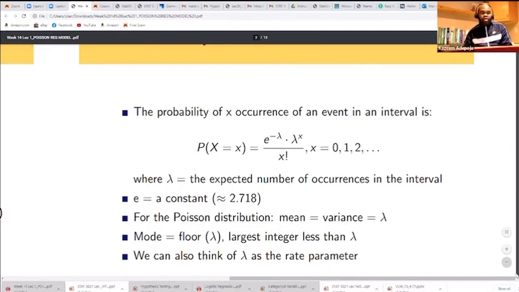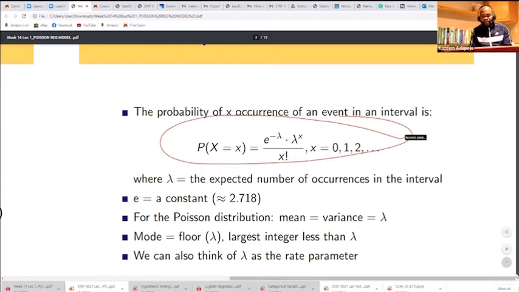Now, take a look at this. If I want to find the probability of the occurrence of an event in an interval, that is a model. That is a probability distribution. That is what we call a Poisson distribution. And of course, what is X? X is the number of occurrences of events. The number of occurrences could be 0, could be 1, could be 2, could even go forever.